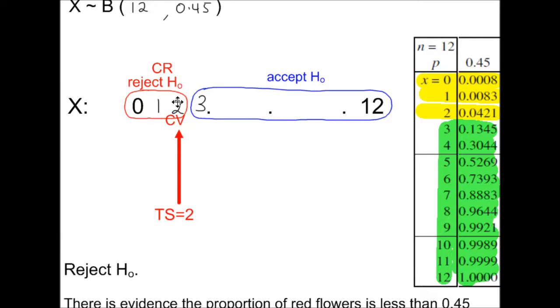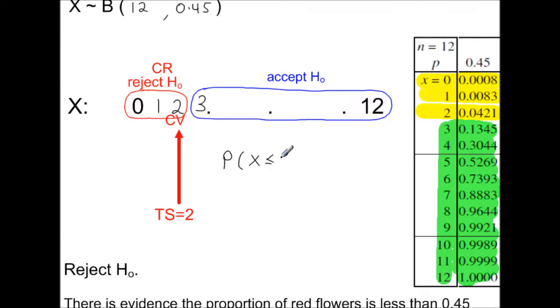Now the critical value here is 2. It defines this boundary here between the rejection and the acceptance region. The critical value is 2. So we need to state some evidence why we've selected 2 as the critical value, or why the rejection region ends at 2.